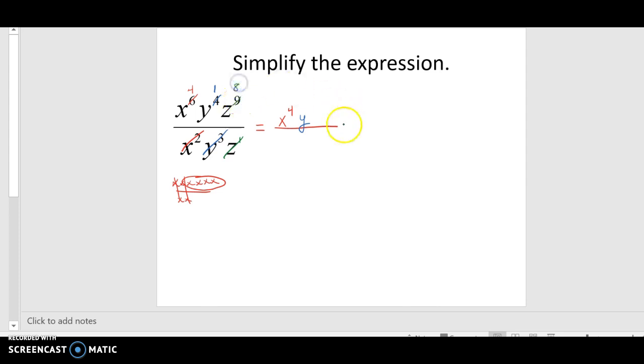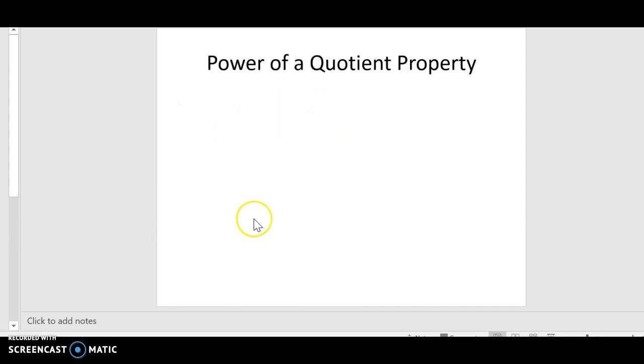How many am I left with? 8. I have nothing left in the denominator, so this is my final answer. Okay, now quotient, power of a quotient.